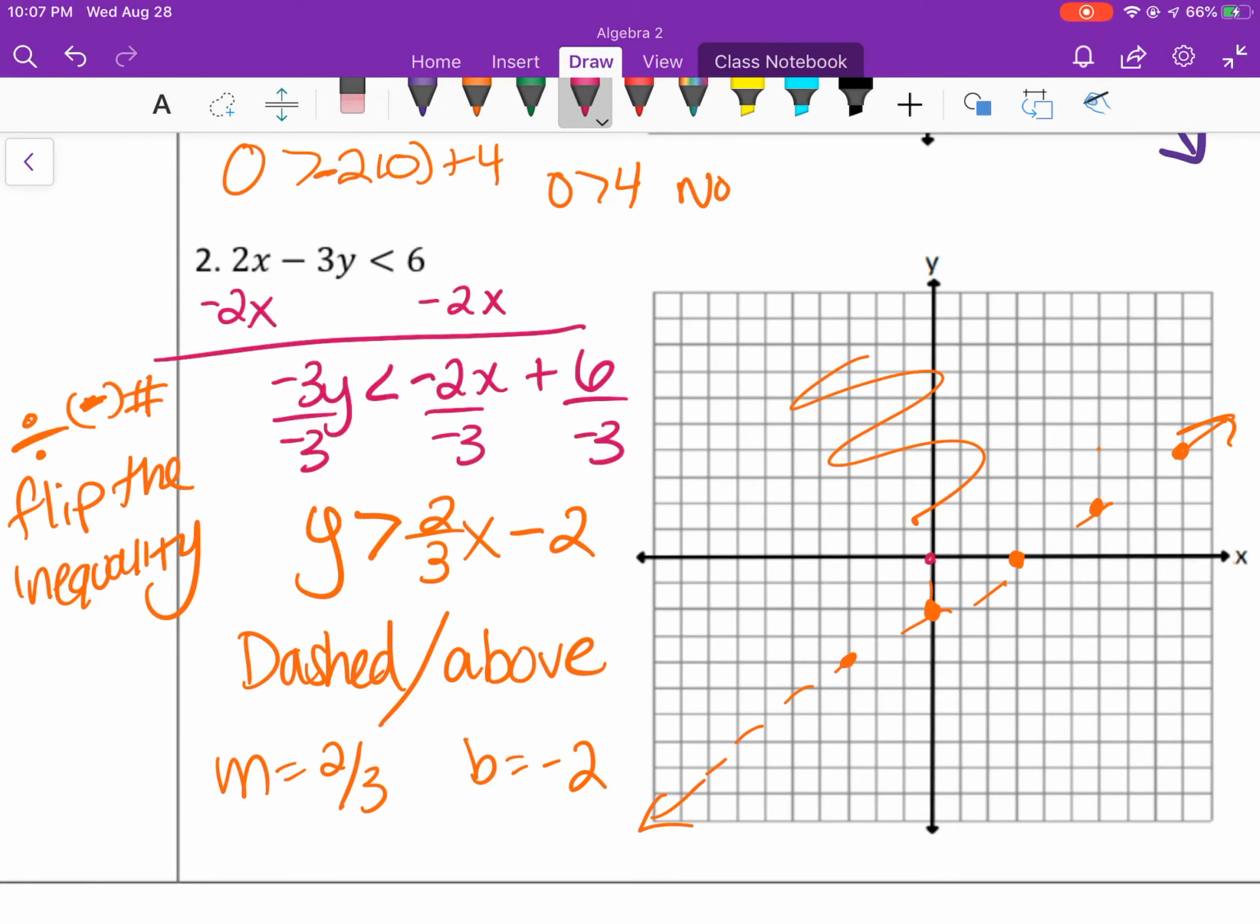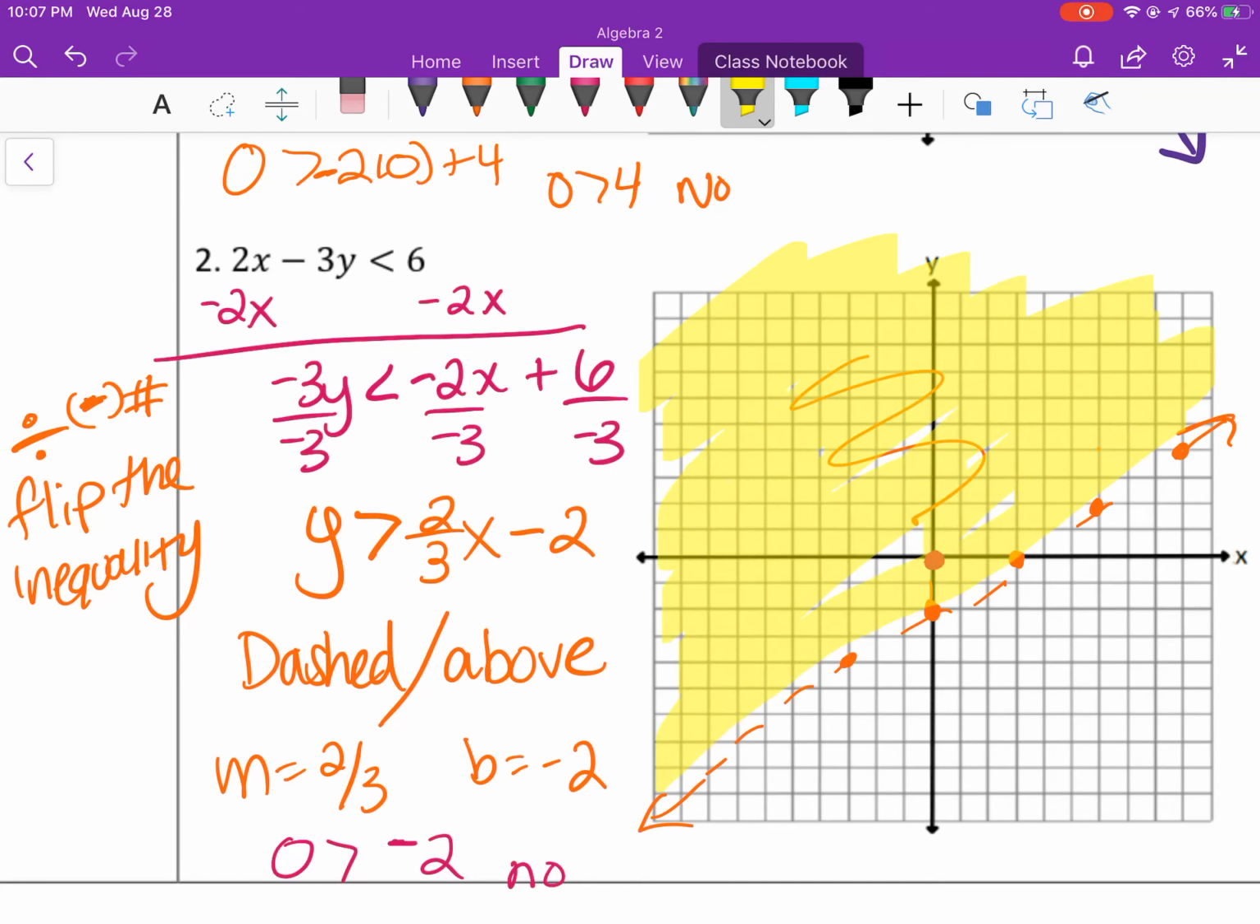I should be shading above because y is greater than that line. But let's just test 0, 0. And we'll have 0 greater than 0 minus 2. So is 0 greater than negative 2? Nope. So we will shade above. And all of those points in the shading are solutions to this inequality except for the points that are on the line since it's dashed.